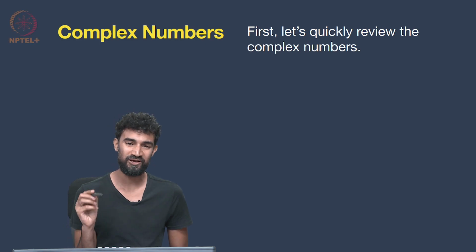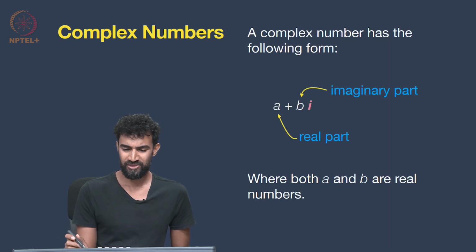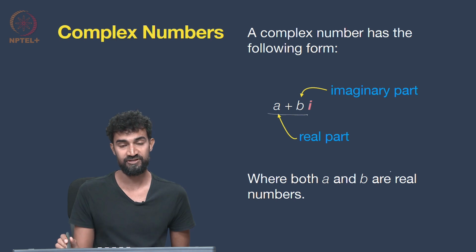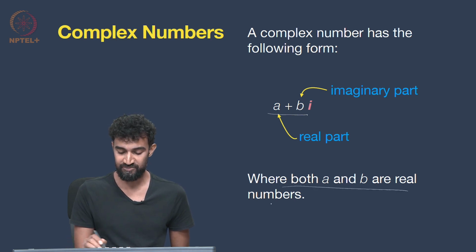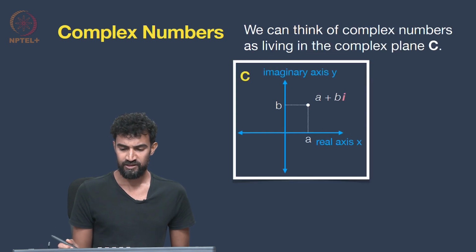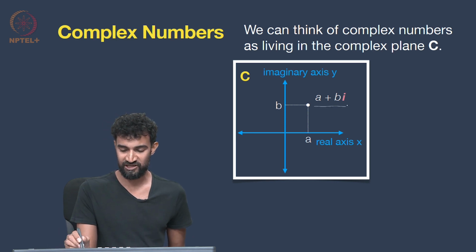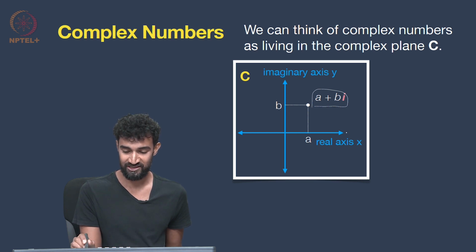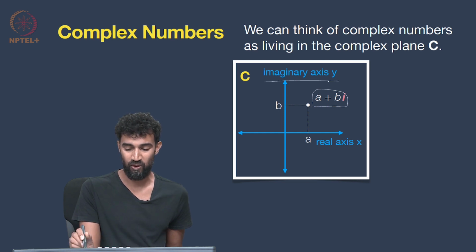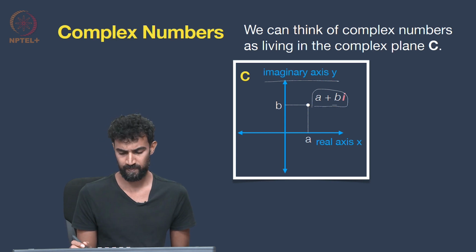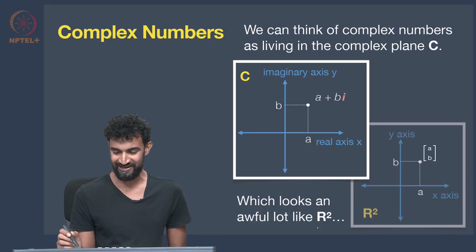Okay, first we're going to do a quick review of the complex numbers. So remember that a complex number has the following form. You can write it as a plus bi. A is considered the real part, b is considered the imaginary part, and both a and b are just real numbers. So we can think of complex numbers as living in the complex plane, C, where a plus bi sits with a giving its x-coordinate, x is the real axis, and b giving its imaginary coordinate, y is the imaginary axis. So this looks an awful lot like R2.